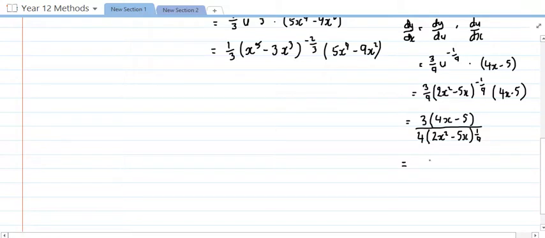So, if I wanted to, again, this isn't really necessary, but it's not a bad thing to see the algebra behind it. So that is 3 bracket 4x minus 5 over 4 times the 4th root of 2x squared minus 5x.